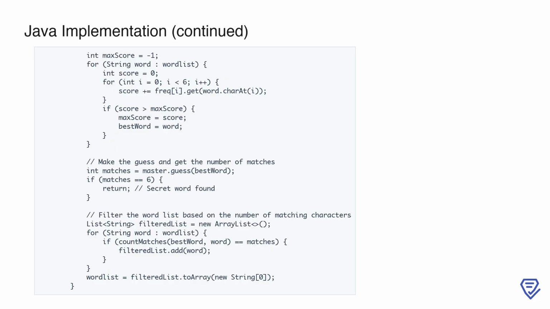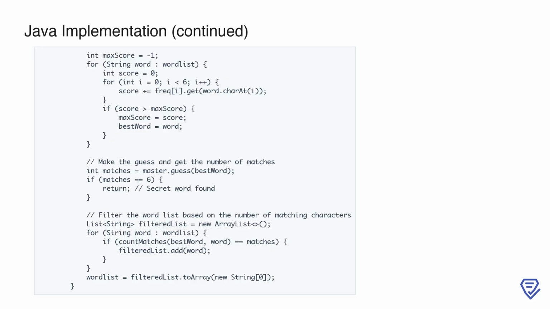Once we have the frequency map, the next step is to determine the best word to guess based on the frequency scores. For each word in the word list, we calculate a score by summing the frequencies of its characters at each position. The word with the highest score is chosen as the best word, as it is most likely to maximize the number of matches and reduce the word list effectively.